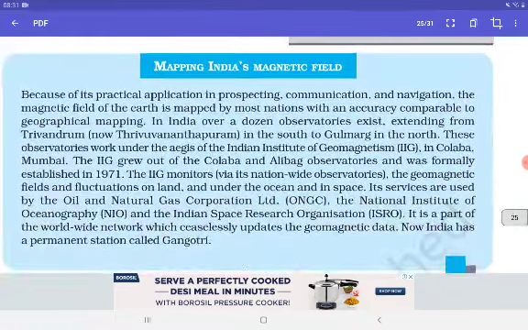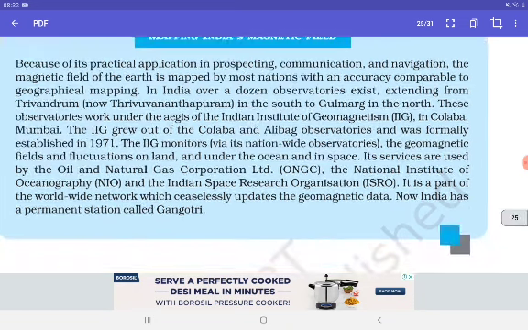Mapping India's magnetic field. Because of its practical application in prospecting, communication, and navigation, the magnetic field of the Earth is mapped by most nations with an accuracy comparable to geographical mapping. In India, over a dozen observatories exist, extending from Trivandrum in the south to Gulmarg in the north. These observatories work under the aegis of the Indian Institute of Geomagnetism in Colaba, Mumbai. The IIG grew out of the Colaba and Alibag observatories and was formally established in 1971.